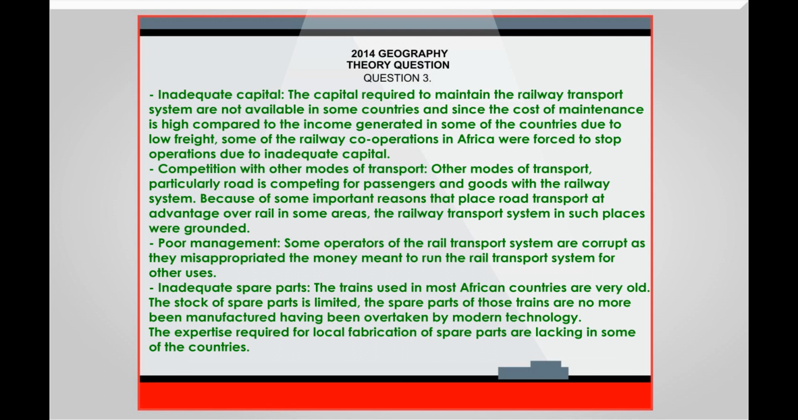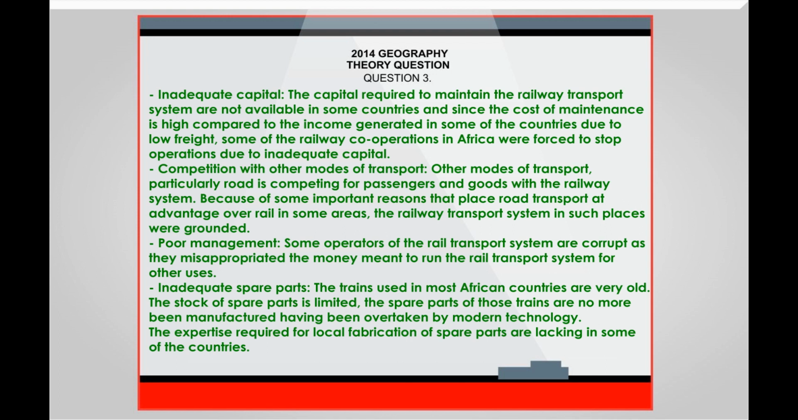Competition with other modes of transport. Other modes of transport, particularly road, are competing for passengers and goods with the railway system. Because of some important reasons that place road transport at an advantage over rail in some areas, the railway transport system in such areas was grounded. Poor management. Some operators of the rail transport system are corrupt as they misappropriated the money meant to run the rail transport system for other uses.